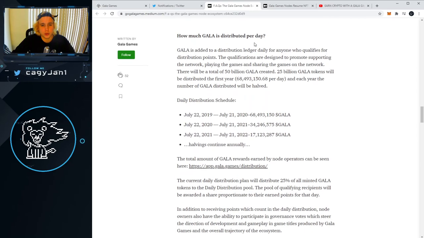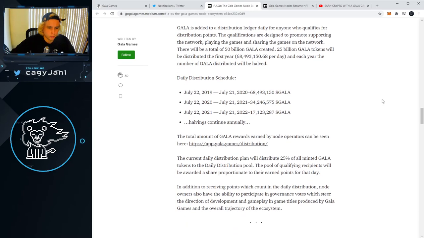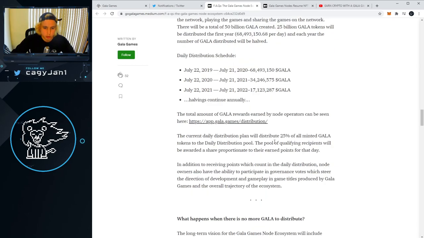How much Gala is distributed per day? Very important, right? So from July 22nd to 2019, 68 million was distributed. That was that year. For 2020, 34 million. And for 2021, 17 million. Out of those 17 million, that's going to happen this year. So 25% of all minted Gala tokens goes to the daily distribution pool.